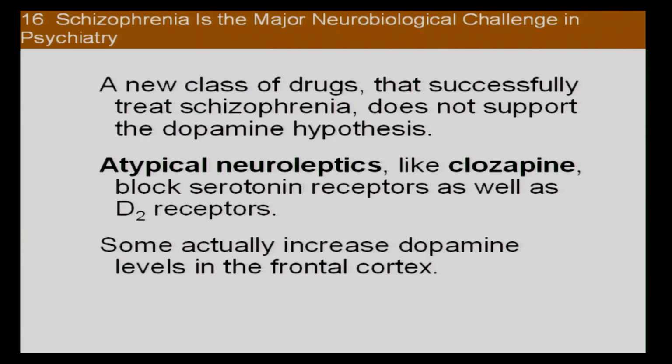And these neuroleptics block serotonin receptors as well as D2 receptors. So it may not just be a dopamine story. It could involve serotonin as well. And some of these new drugs, the atypical neuroleptics, actually increase dopamine levels in the frontal lobe and are still effective in some subjects. So this is the same issue that comes up in syndromes like Alzheimer's.